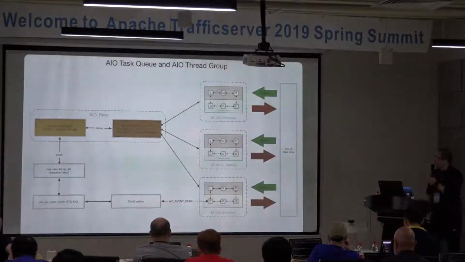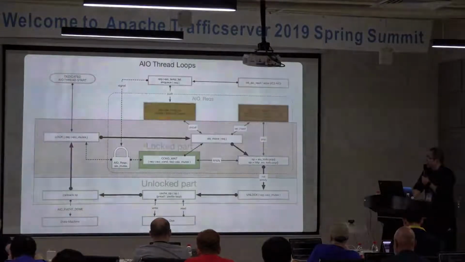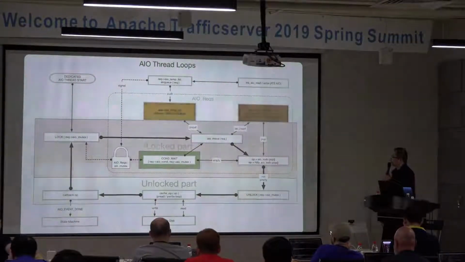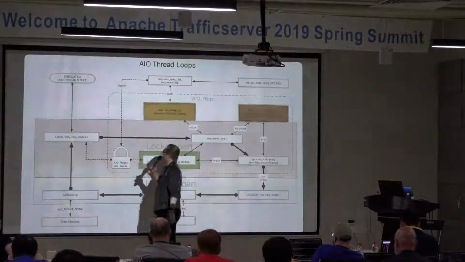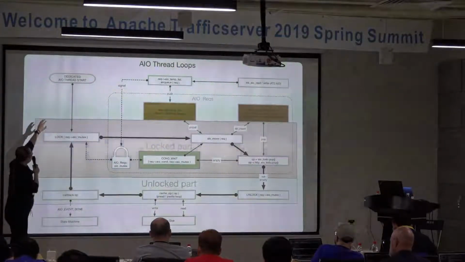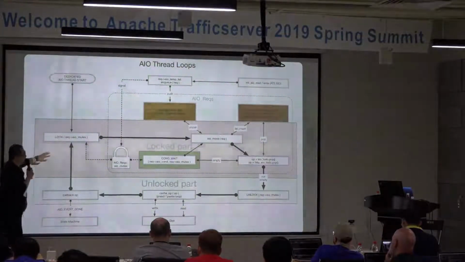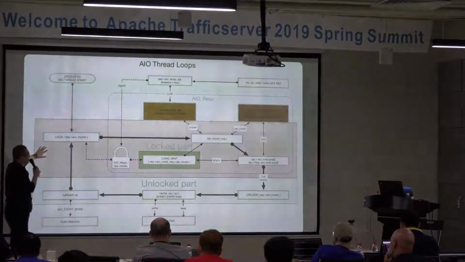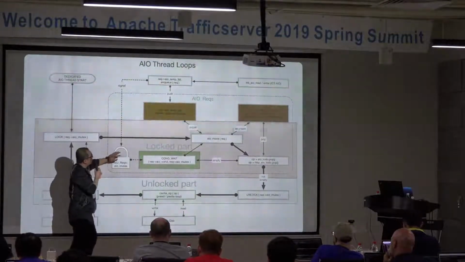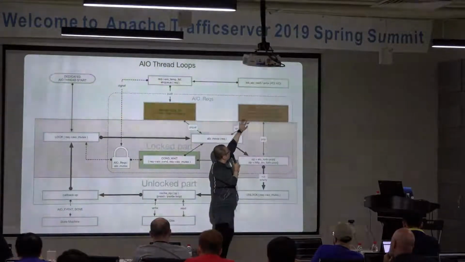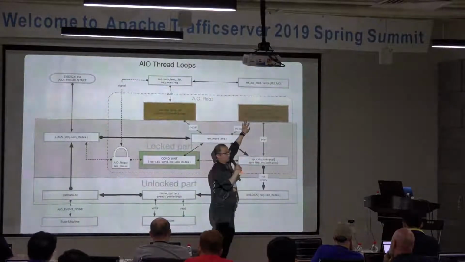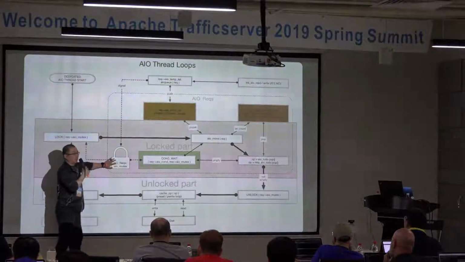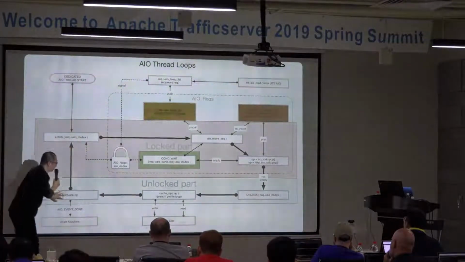Okay, let me continue. These are the details of the thread loop. This is a dedicated thread start. The loop has 2 parts. One part is the locked part, which means this internal sorting queue is locked. There is a lock here, and an unlock part.